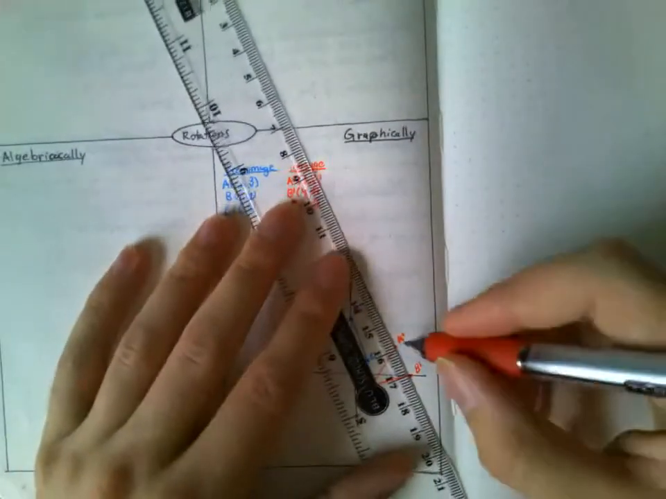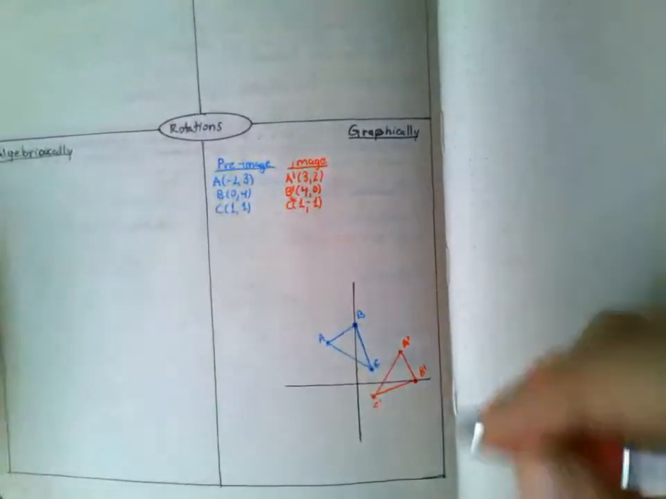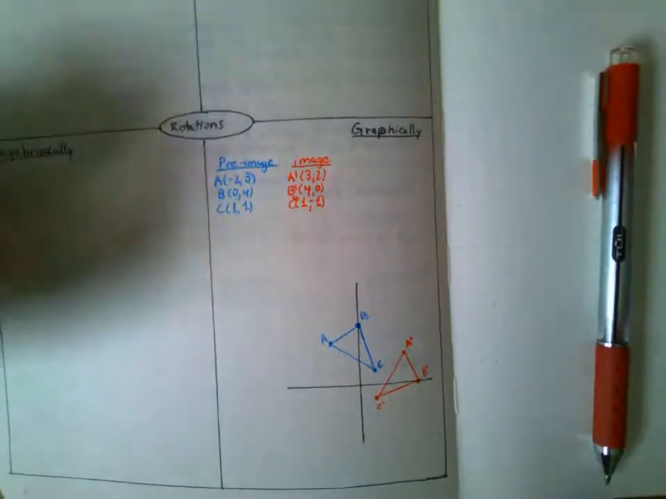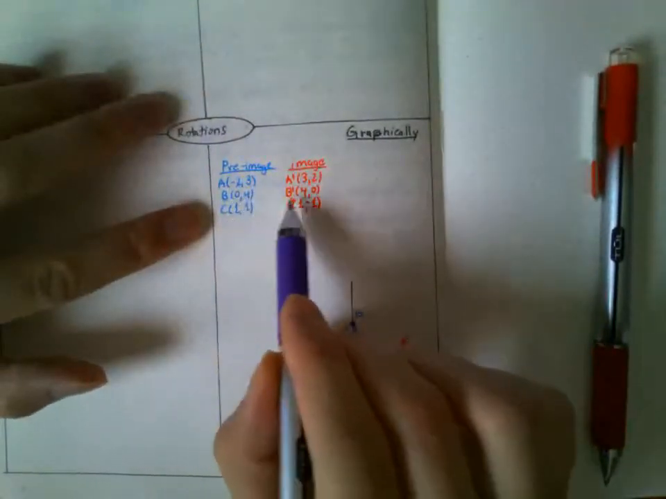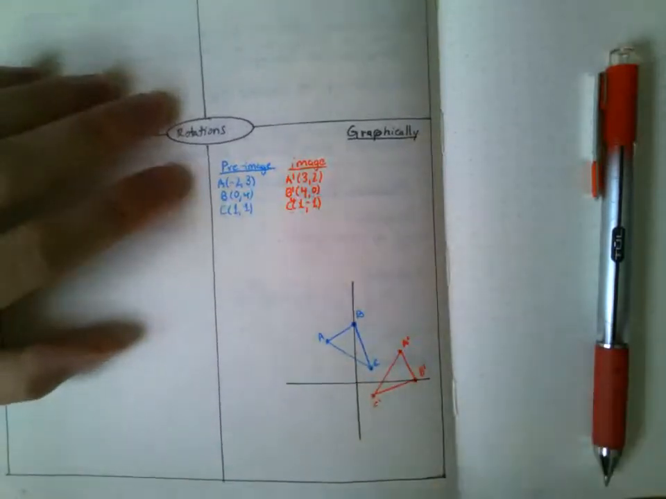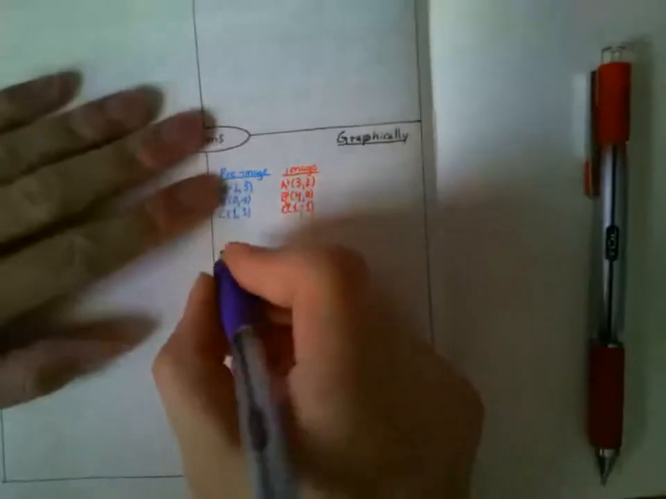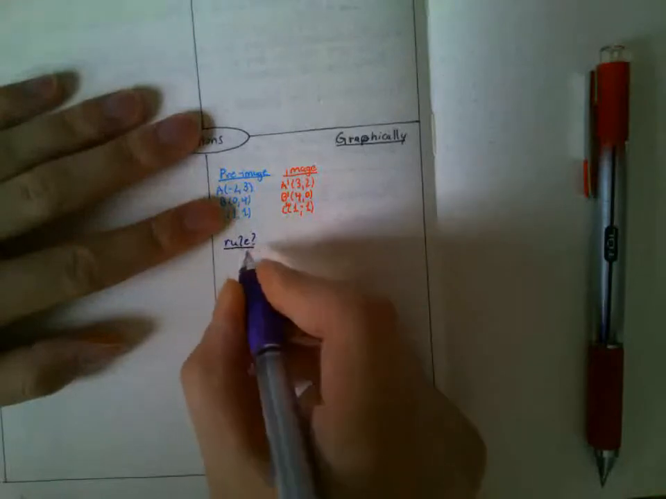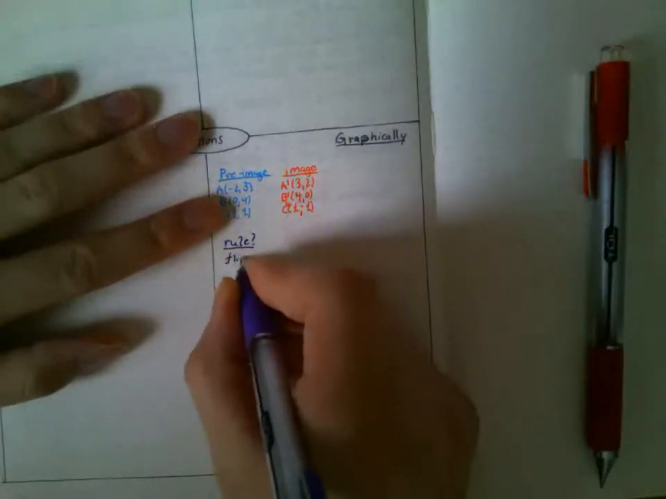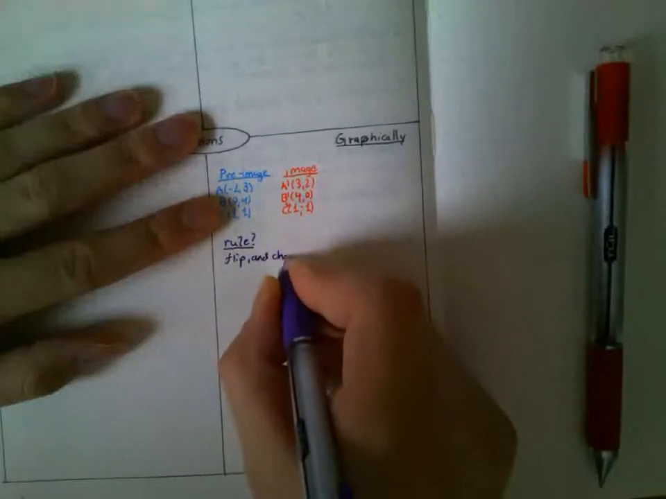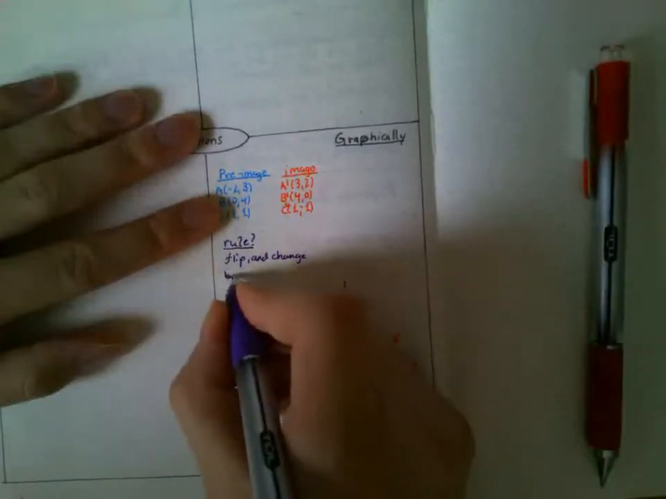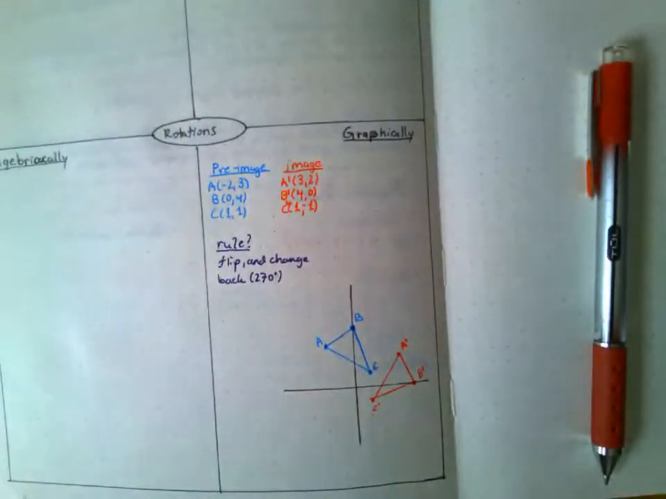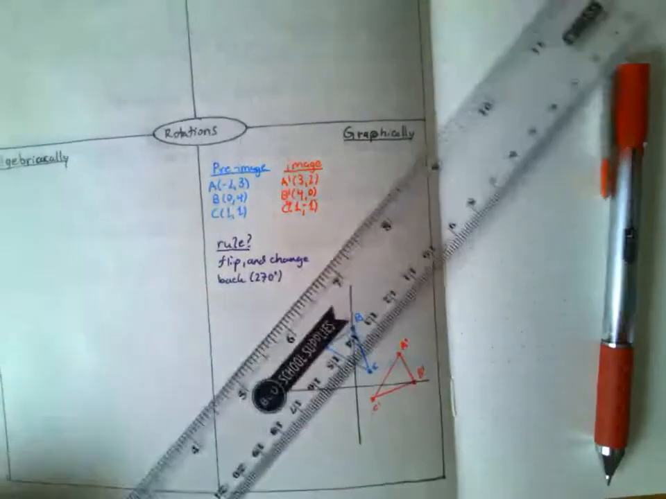Now, I find that rotations are the hardest to do, which is what we're talking about, because you have to think about this from where it's rotating around. So obviously our rule is flip and change back. We flipped and then changed back. And by change back, I mean changing it to a negative. So our rule is going to be flip and change back, aka 270 degrees.